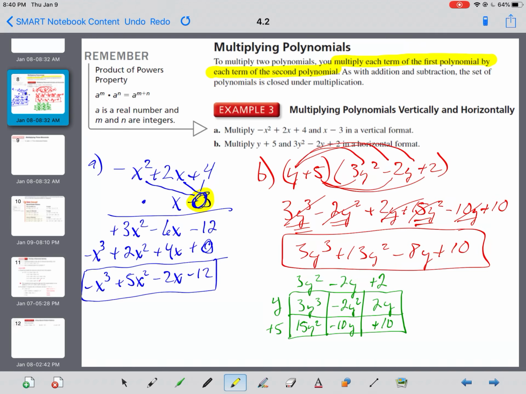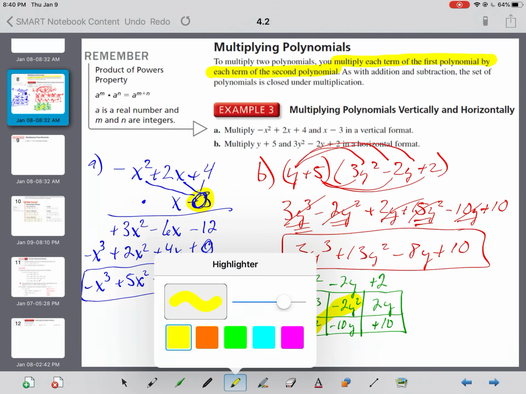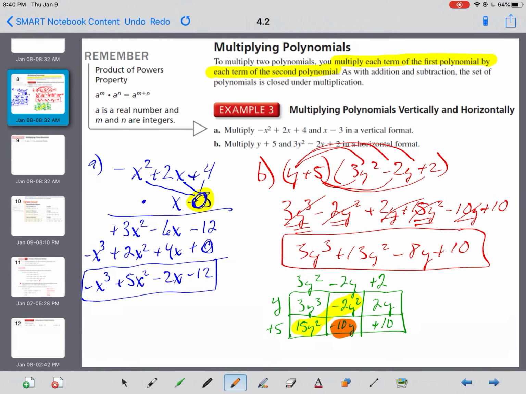Here's why I like the box method. The diagonals are like terms. It puts it in a nice, clean way to see which things you add together. Redo yellow. Those guys. Okay? So, the 3y cubed gets written down. The 15 and the negative 2 goes to 13. The negative 10 and the 2 goes to negative 8. And then you got a 10. And it works just like that.